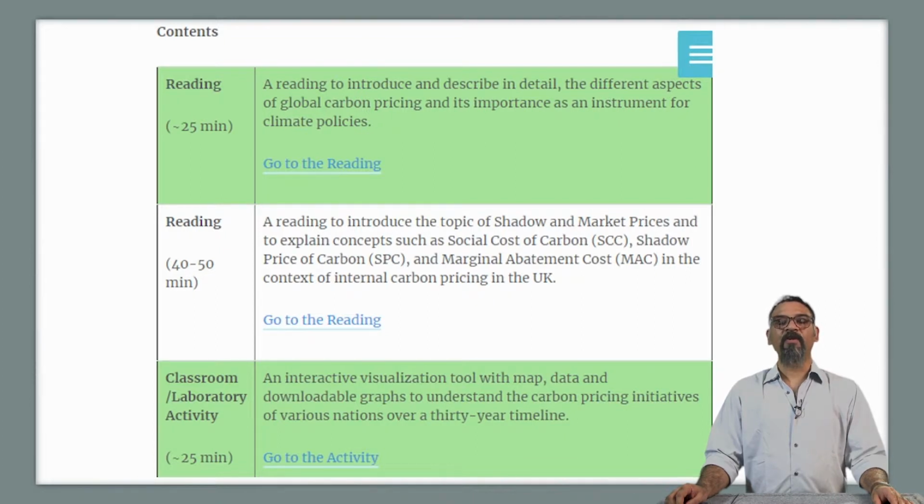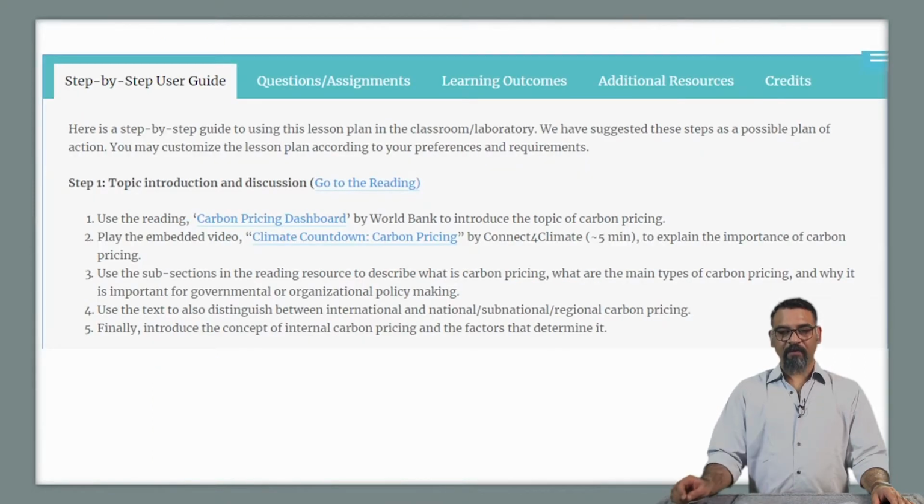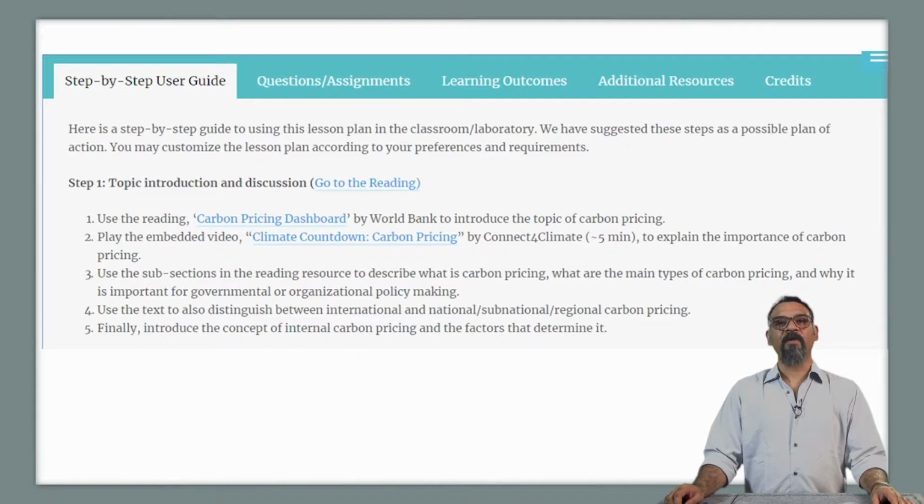Another reading introduces the topic of shadow and market prices to explain concepts such as social cost of carbon, shadow price of carbon, and marginal abatement costs in the context of internal carbon pricing. This is with respect to the United Kingdom. There is an interactive visualization tool which has a map, data, and graphs to understand the carbon pricing initiatives of various nations over a 30-year period. Here is a step-by-step guide provided to you to teach this topic in your economics classroom or laboratory. Please feel free to customize this lesson plan according to your requirements.